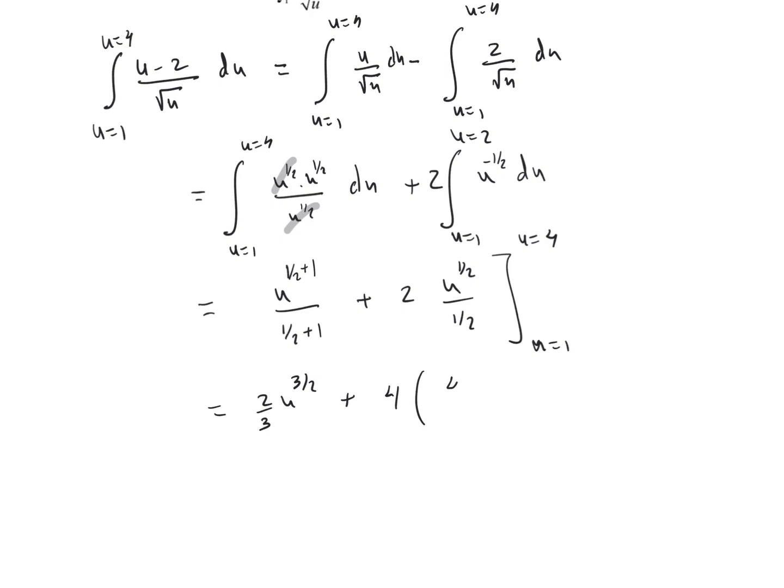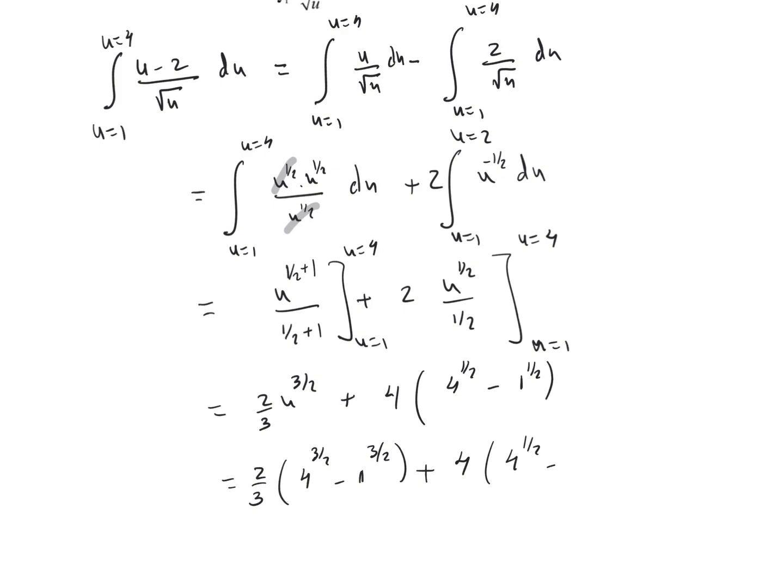evaluate between u equal 4 and u equal 1, it will be 4 to the 1 half minus 1 to the 1 half. So it will be 2/3. Oh, I didn't evaluate here, sorry. Let me evaluate here. So it will be 2/3 multiplied by this. I have to evaluate between u equal 1 and u equal 4. So it will be 4 to the 3 halves minus 1 to the 3 halves, plus 4 multiplied by 4 to the 1 half minus 1 to the 1 half.